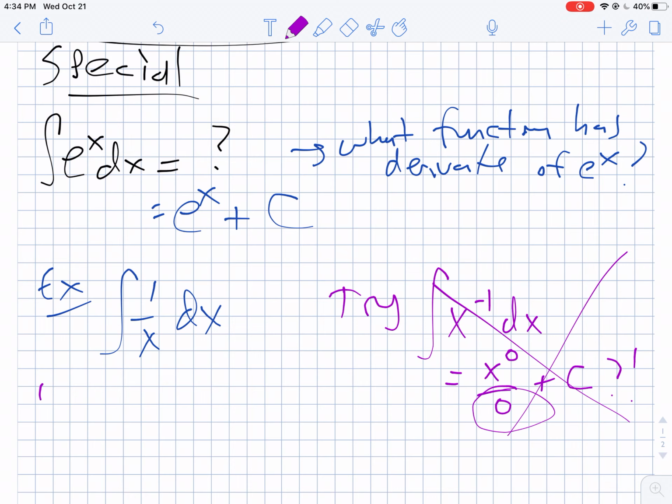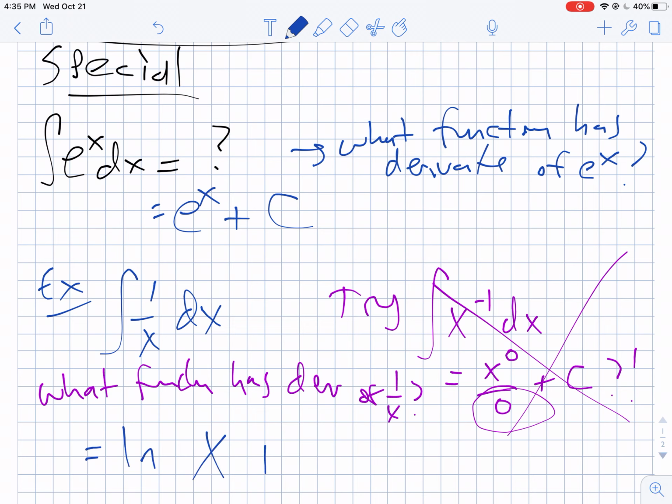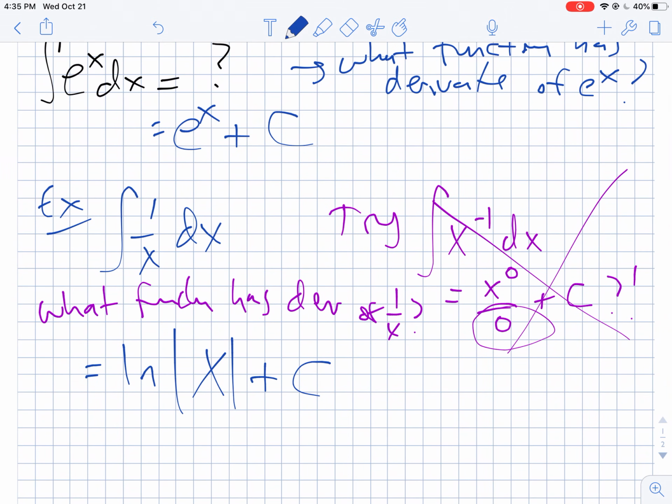What this is really saying is, what function has a derivative of 1 over x? Do we know a function that has a derivative of 1 over x? We do. It's just the natural log of x. Now, there is one more thing we need to take into account: we need the absolute value. So it needs to be the natural log of the absolute value of x. The reason for the absolute value is that it's still defined for negative x. If you try to take the natural log of a negative number, that doesn't work, but 1 over a negative number does exist. So you want to make sure your antiderivative exists as well. Okay, so that's a special antiderivative.